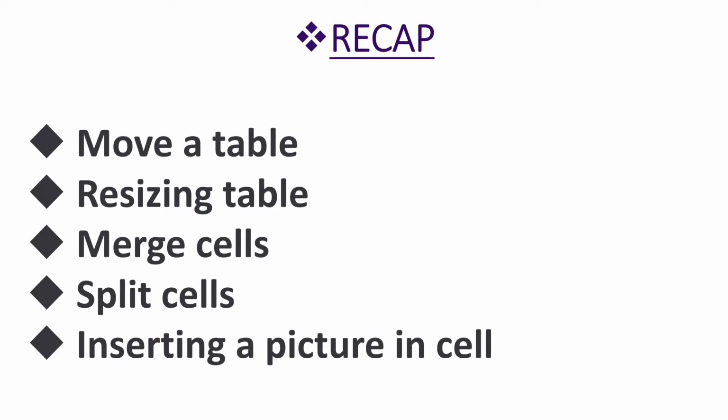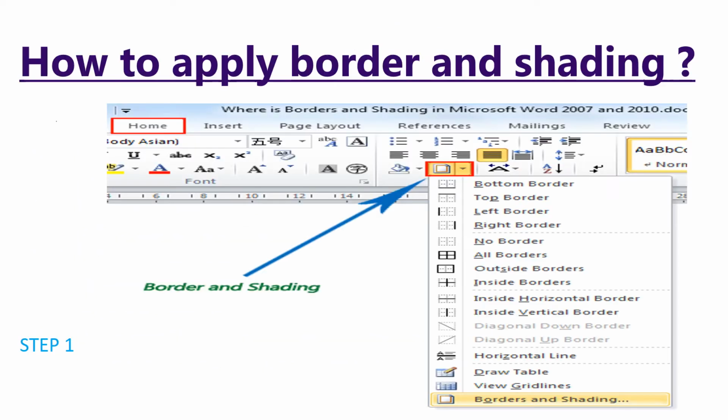In the previous class, I have taught you that the table move handle and table resize handle are used to move and resize the entire table respectively. Combining two or more cells into a single cell is called merging. Splitting a cell means dividing the selected cell into separate cells. I also taught you how to insert an image in a particular cell. Let's start with today's topic.